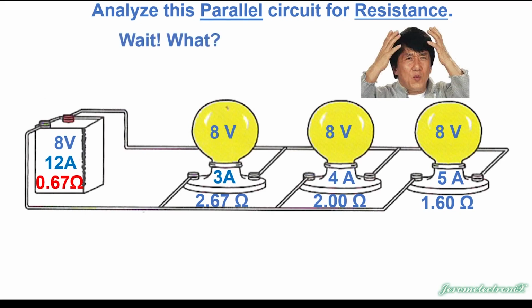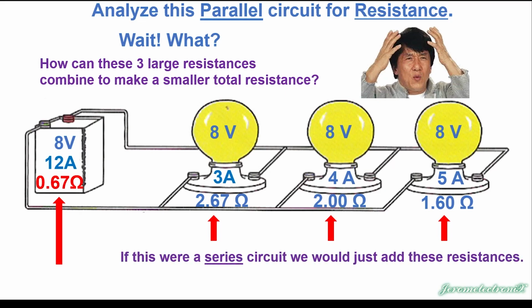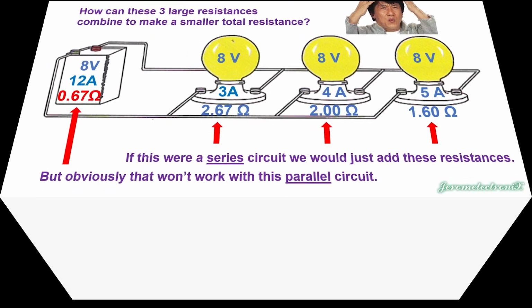Wait, what? We remember in the other circuit, the more resistance you add, the more total resistance. In a parallel circuit, adding more resistance results in less total resistance than all of the resistances combined. And for some people, that is confusing, but I'm going to explain why. How can these three resistances combine to make a smaller total resistance? If this were a series circuit, we'd just add these up, but obviously that won't work with this parallel circuit.